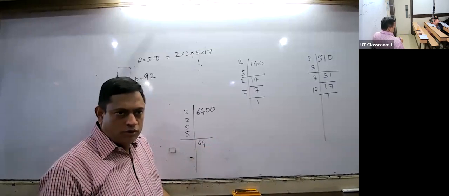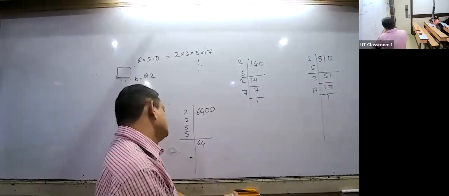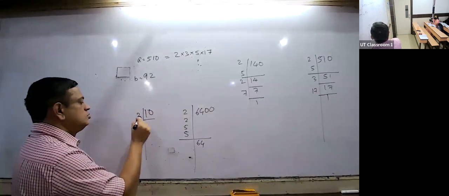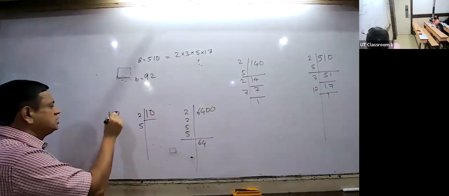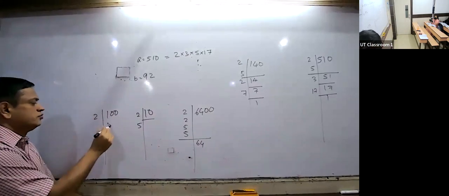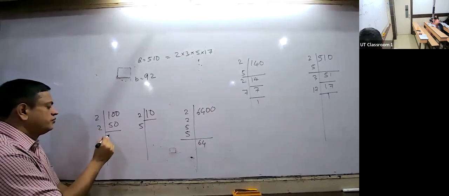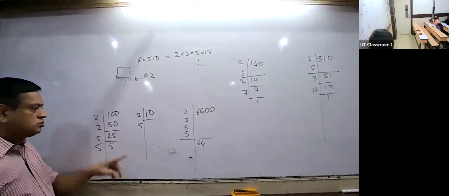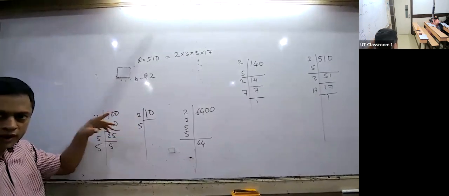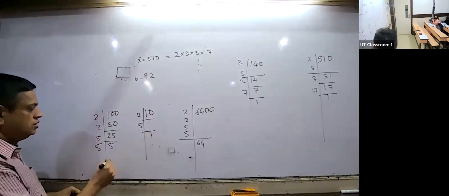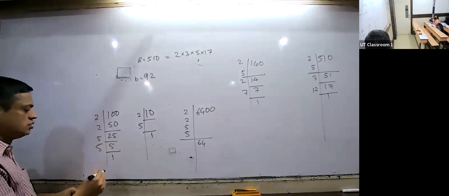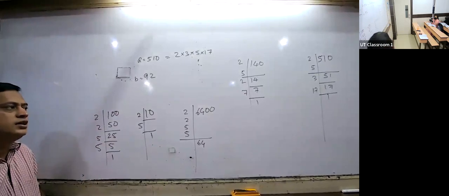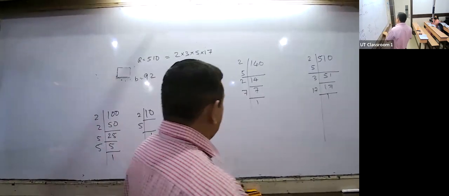Did you follow? Read 10, you know how to factorize, Neera? 2 and 5. 100, how will you factorize? 2, 50. 2, 25. 5, 5. Did you follow? So 1, 0 means 1, 2 and 1, 5. Directly you can take it, it will come 1. 2 zeros means 2 2s and 2 5s directly. Do you follow now? Yes or no? Loudly tell yes sir. Fine.